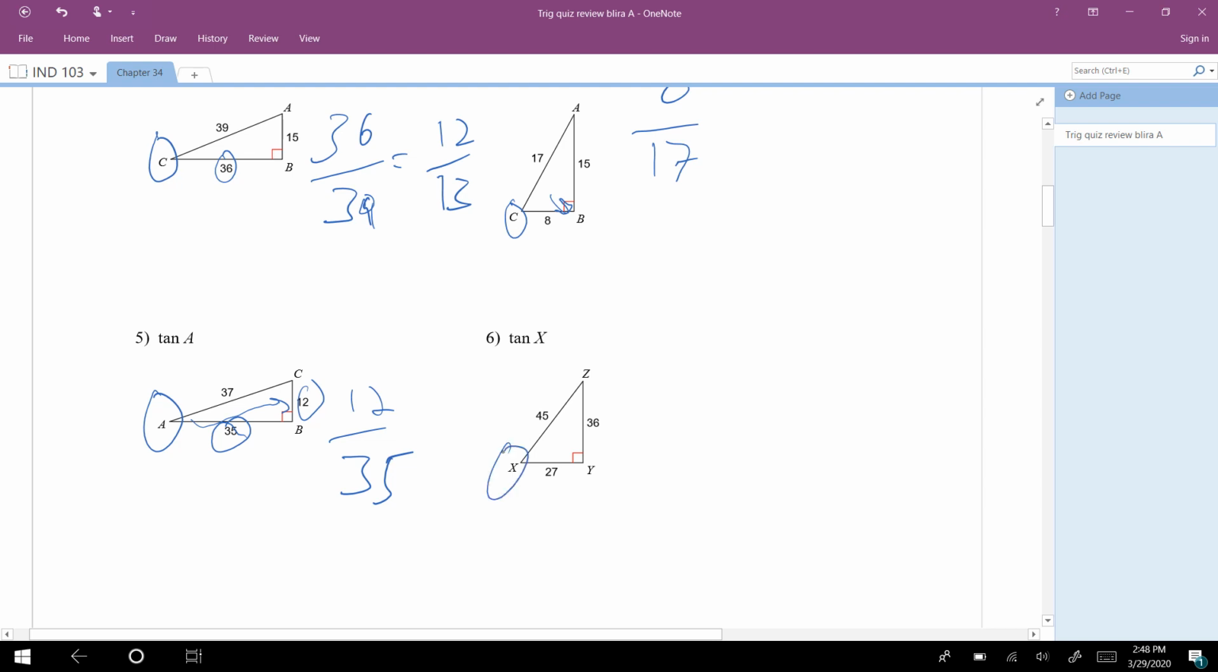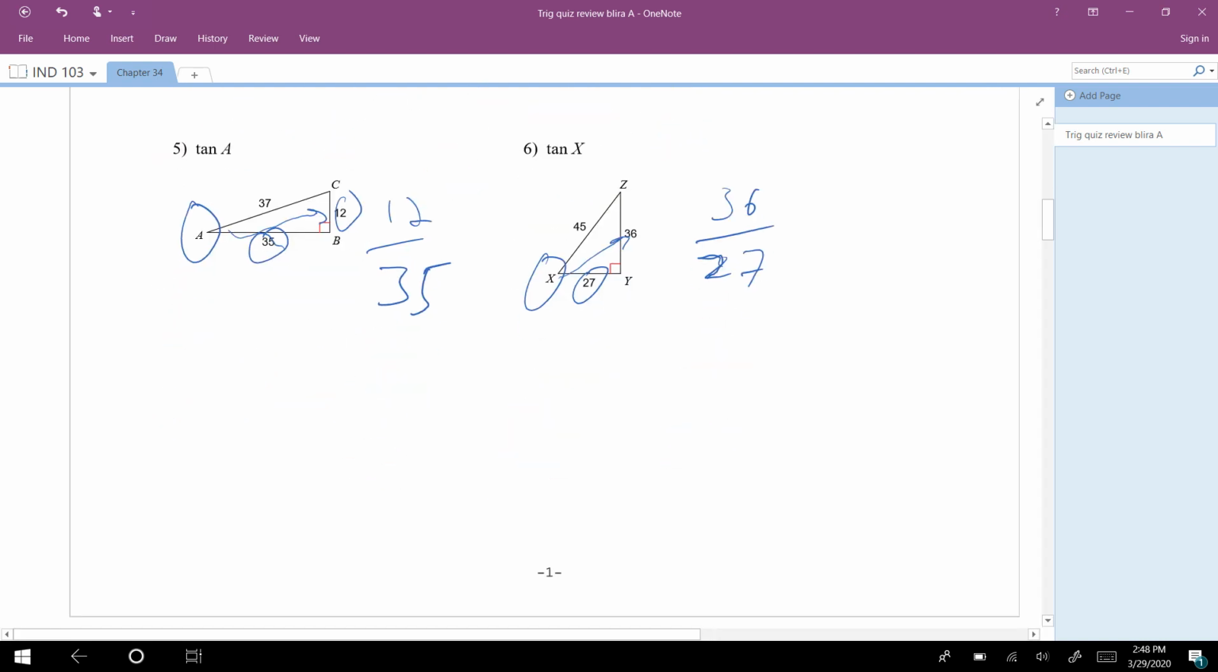Tangent of X, there's X. We've got our opposite. We've got our adjacent. So, we're going to be 36 over 27. 36 over 27. That is opposite over adjacent. So this is just, hey, how does this function? How does this crazy SOHCAHTOA thing set up? So this is the basic setup.